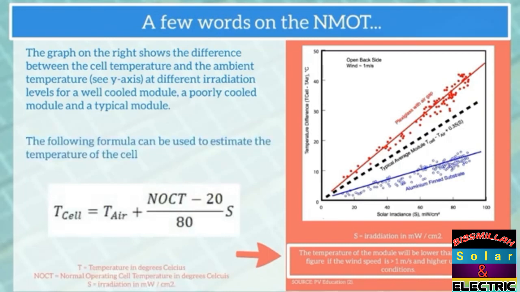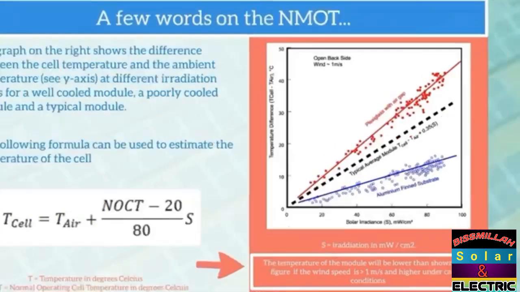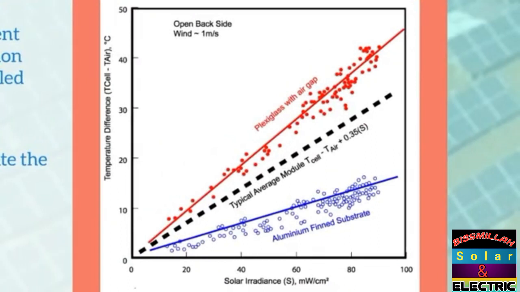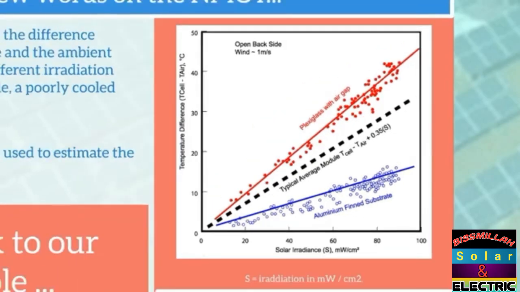The following formula can be used to estimate the temperature of the cell, where the NOCT is the normal operating cell temperature in degrees Celsius, and S is the irradiation in milliwatts per centimeter squared. Here's a closer look at the graph. The red line represents a poorly cooled module, the black line shows typical data for an average module, and the blue line is for a well-cooled module. Now back to our example.